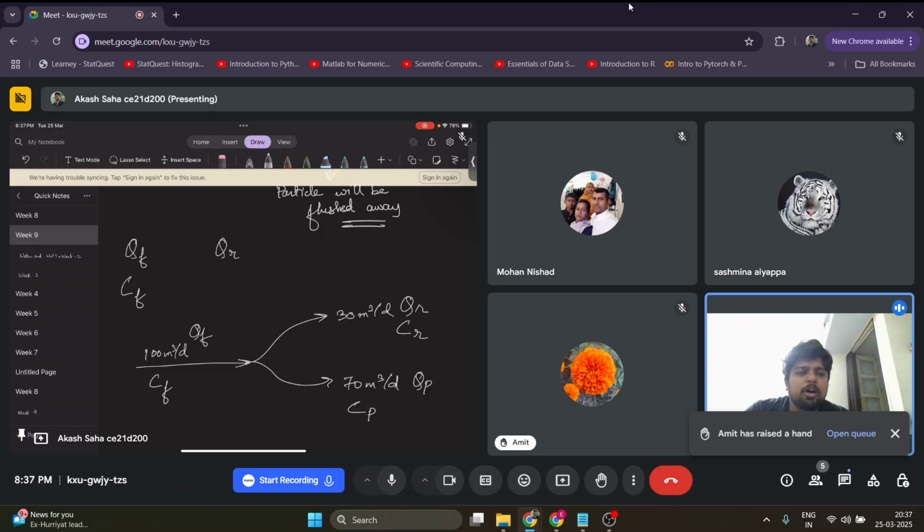But if more and more organic, easily biodegradable matter is present, then the foaming will be less, which the bacteria can directly mineralize into carbon dioxide and water. But this oil, grease, and surfactants are a little difficult for the bacteria to solubilize and then mineralize. So that is the problem.